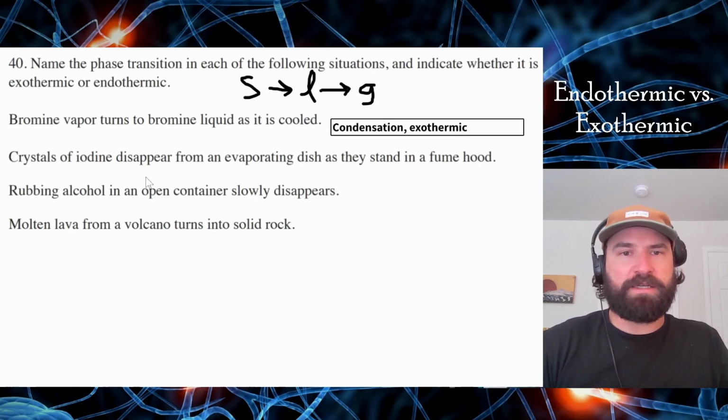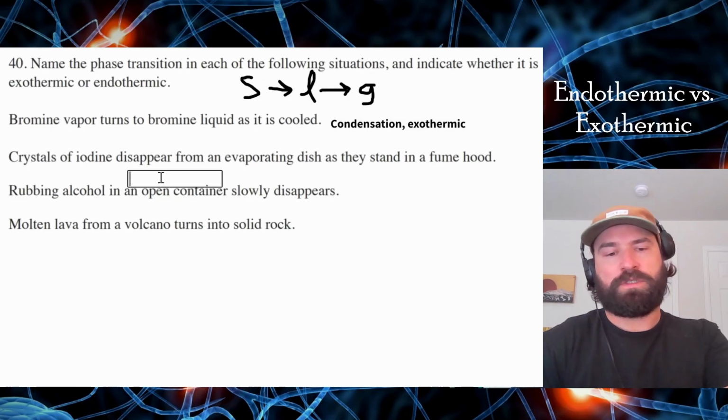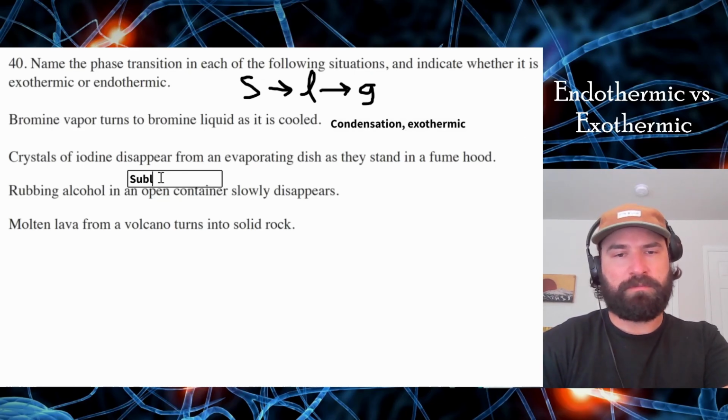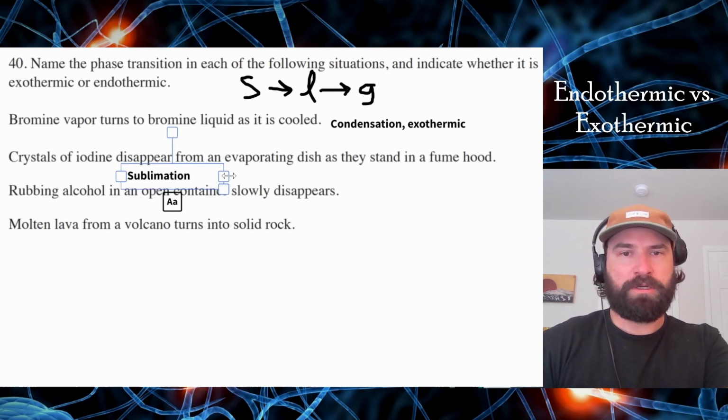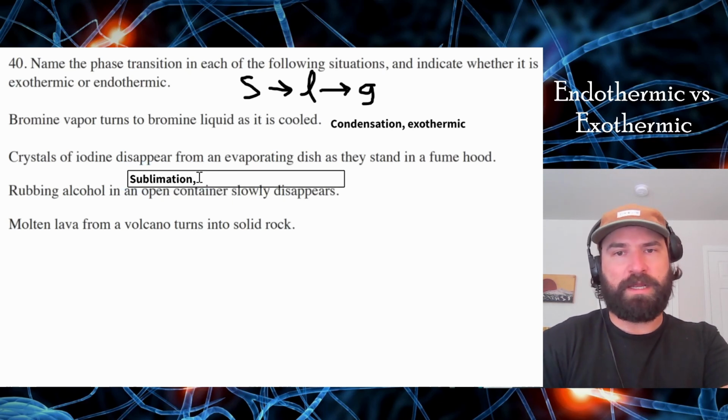Crystals of iodine disappear from an evaporating dish as they stand in a fume hood. So we had crystals, which are a solid, and they disappear. So they're going to go from solid to gas, it sounds like, which is a process called sublimation. Going from solid to gas is sublimation. And since we're going from left to right here, this is going to be an endothermic reaction because it takes heat to make this happen.